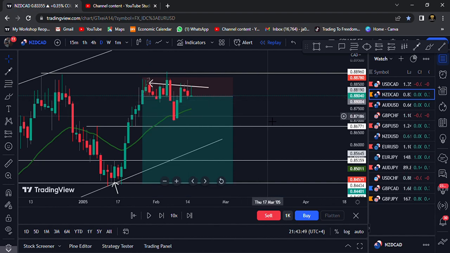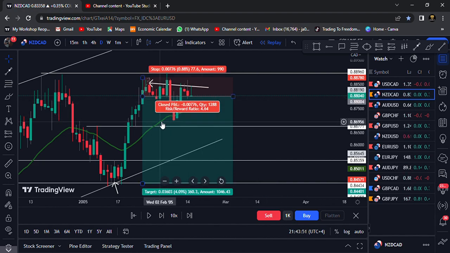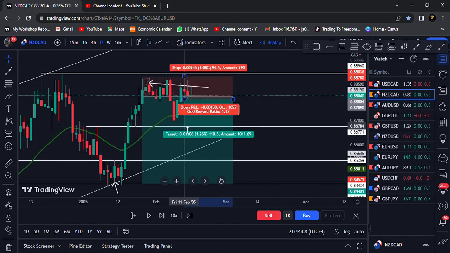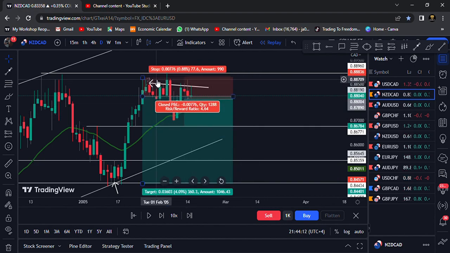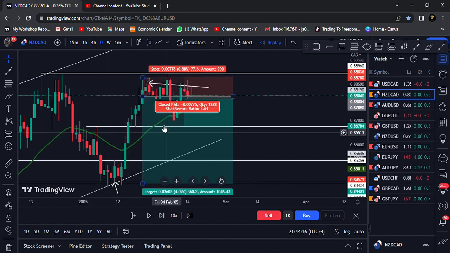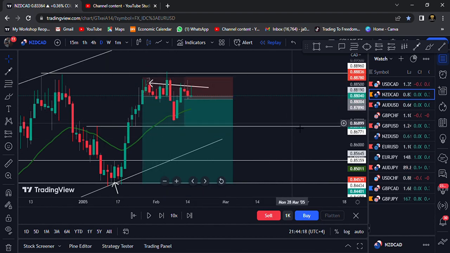So if you didn't get out here manually, you can still re-enter here or add more positions here. Or if you did get out manually, you can still re-enter. So we could get out manually, guys, so that we gain back what we lost here, and still be in profit.